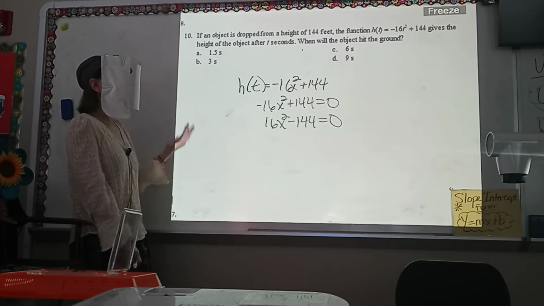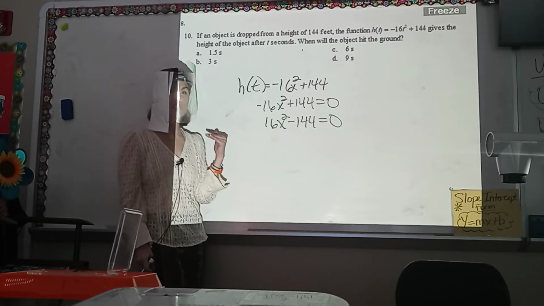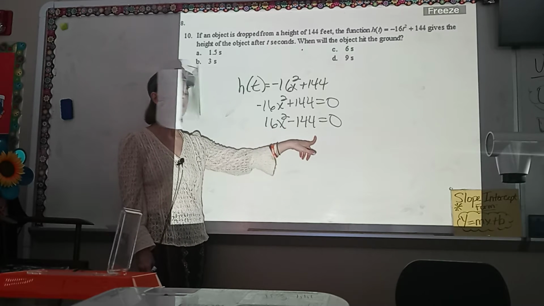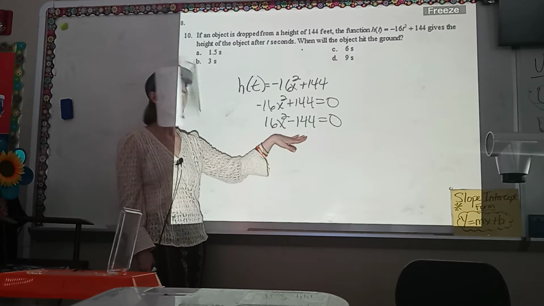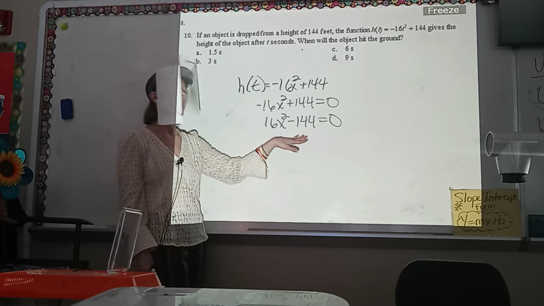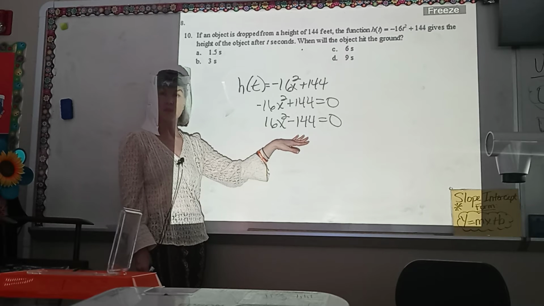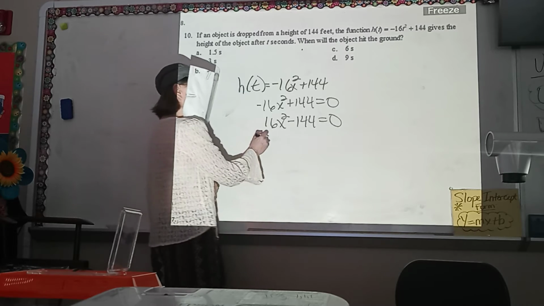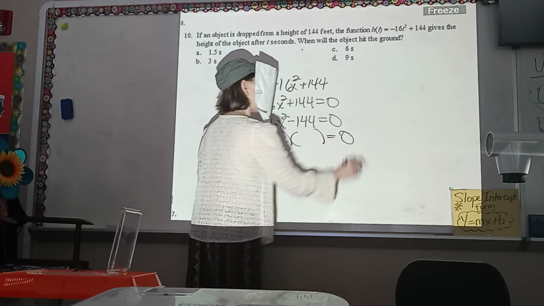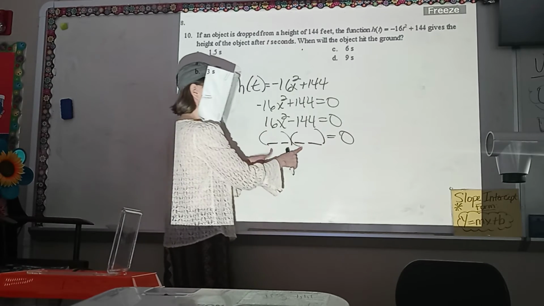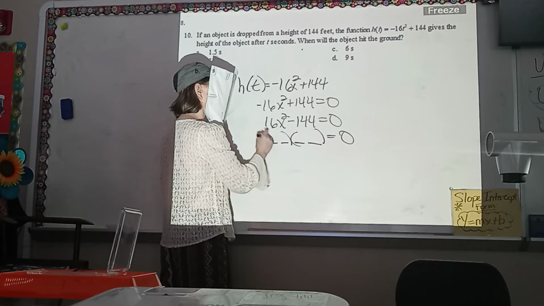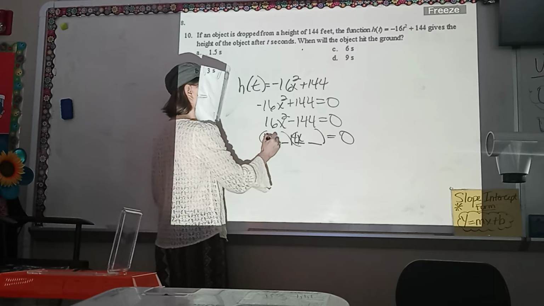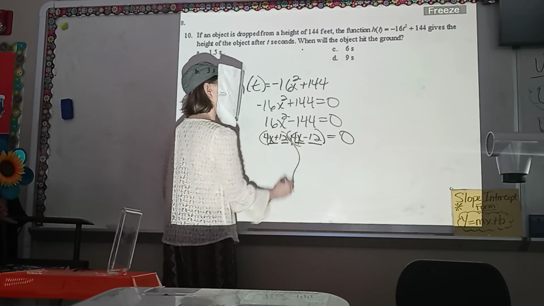At this point, you could choose to do one of two things. This is actually the difference of two perfect squares, so you could factor it that way, or you could factor it by taking the square roots. But since we're familiar with the difference of two perfect squares, let's do that right now. What times what gives me 16x squared? We have 4x and 4x. And what times what gives me negative 144? Positive 12 and negative 12. And now we split it.